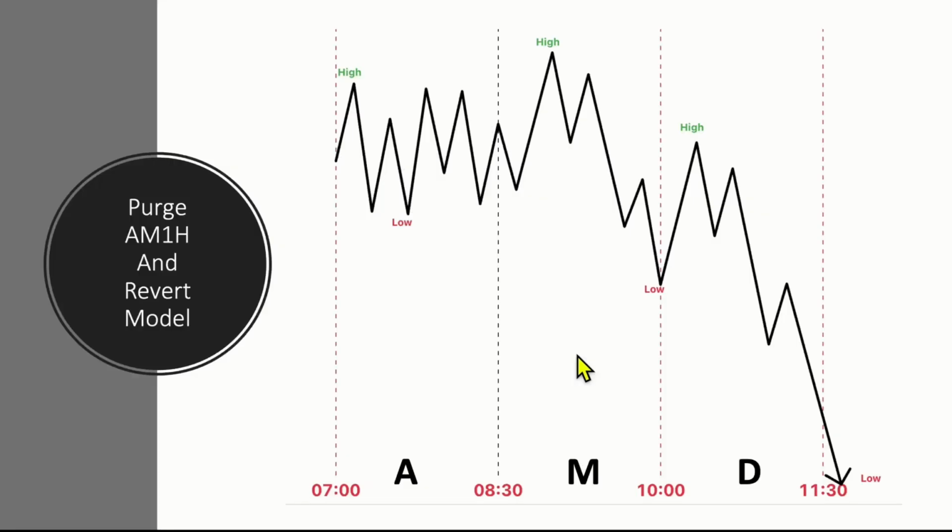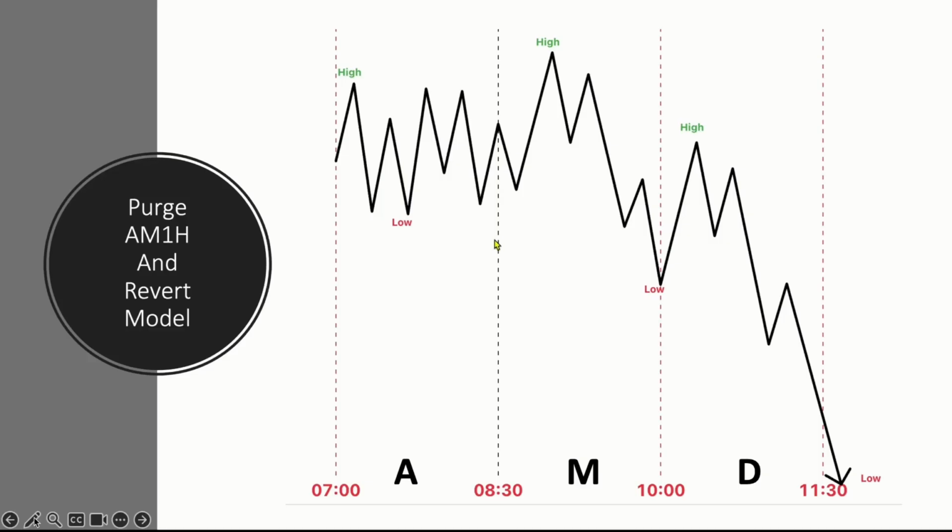The first scenario is a purge of the AM cycle 1 high, and a revert model. The AM cycle 1 is between 7 to 8:30. This is the accumulation phase of the AM session. We can see that the market is consolidating. Buy-side liquidity is being engineered above those highs.